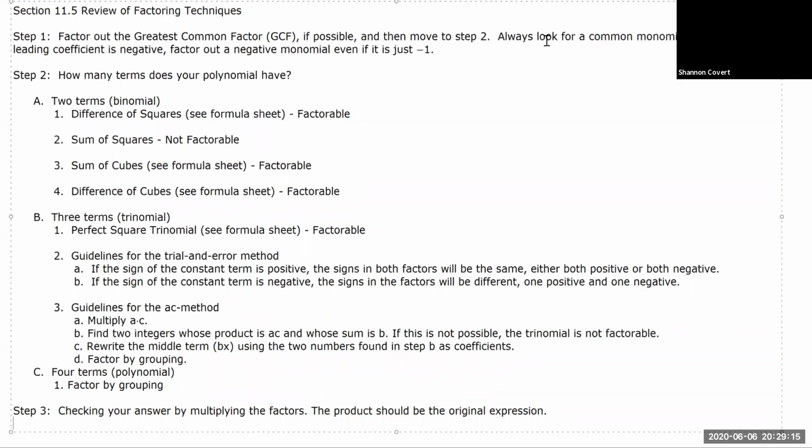It's really easy to make sign mistakes. I think that's probably the biggest mistake people make when they're factoring. So checking your answer usually catches that sign mistake. So I know it's an extra step, but I think it's a really important step.